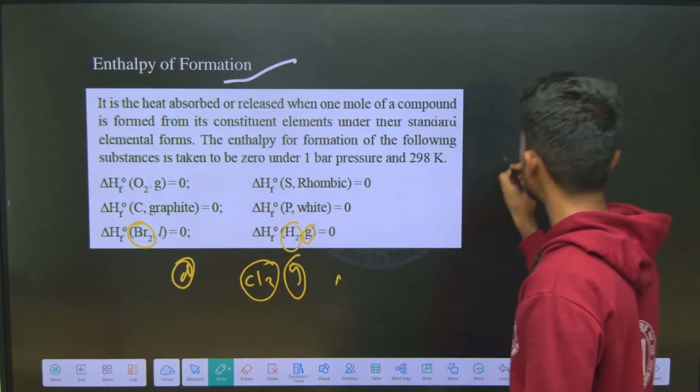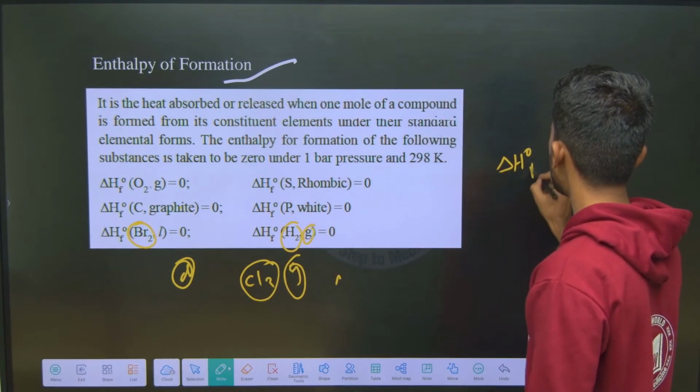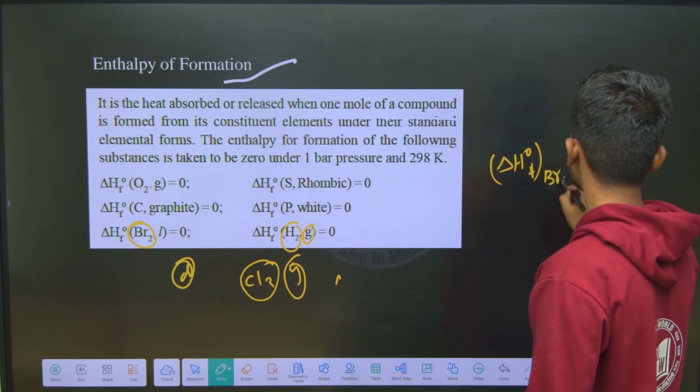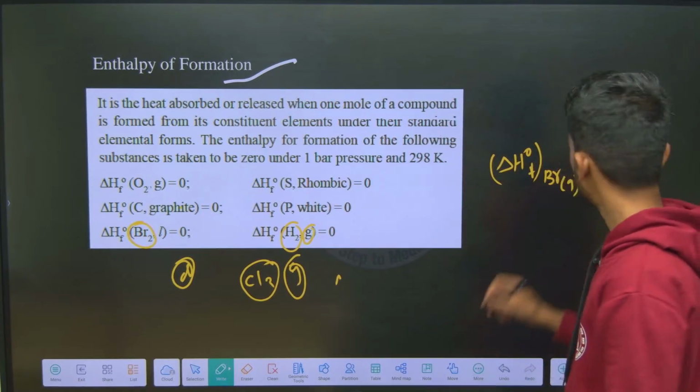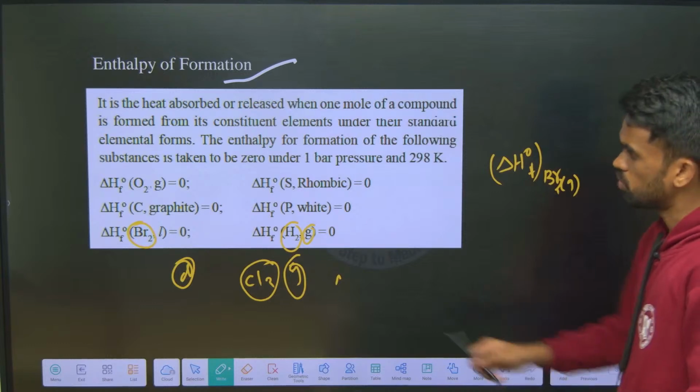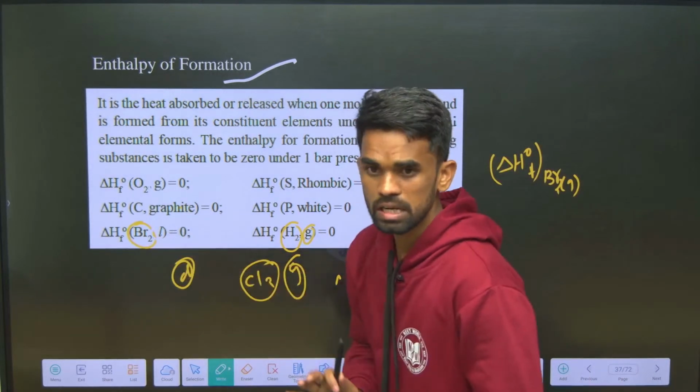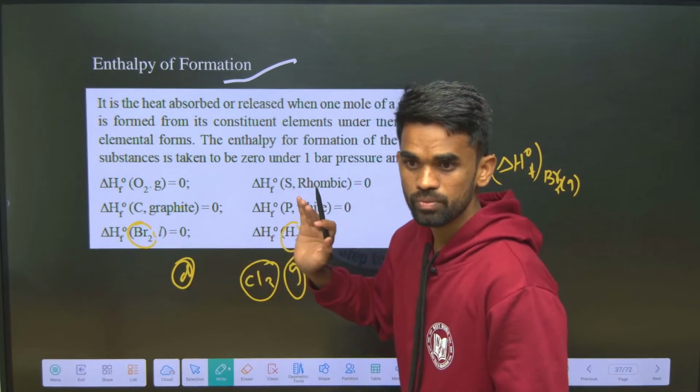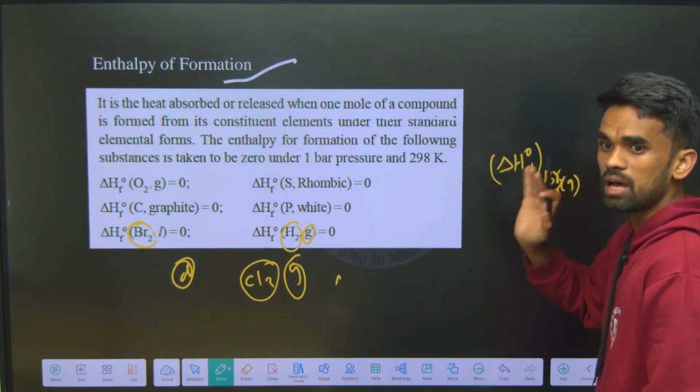So if they mention delta H f of Br2 gas, will it be 0? Bromine gas? No, because what is its standard state? Liquid. So then only it will be 0. In other cases it is non-zero, some value will be there.